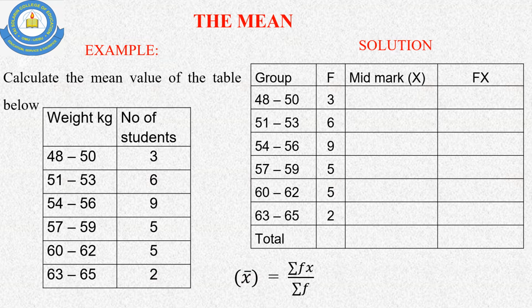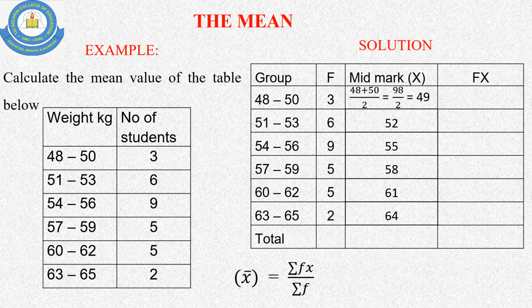So the first thing we do is to generate the value for our x. The value for our x, which is the midpoint, can be gotten by adding the lower class interval plus the upper class interval, which is 48 plus 50, and then we divide it by 2, and that gives us 49. So you pause and do the rest, and when you do that, you get the following values.